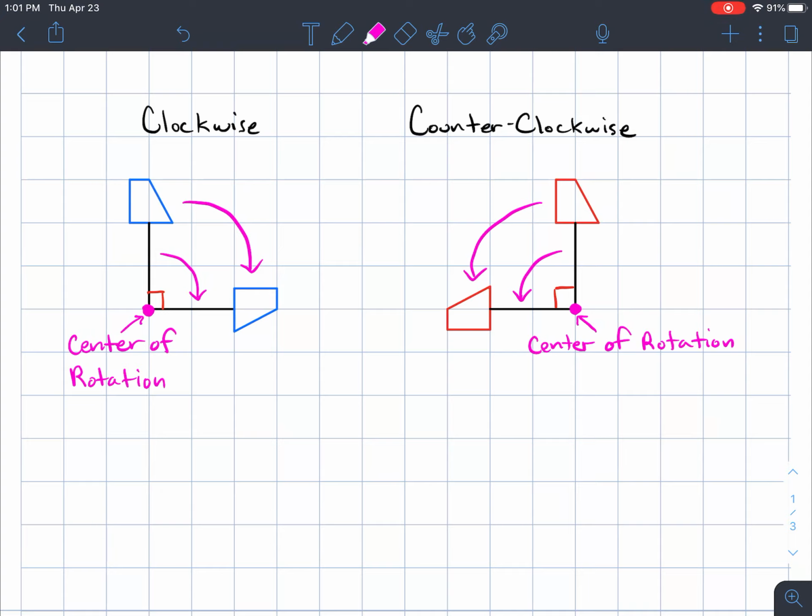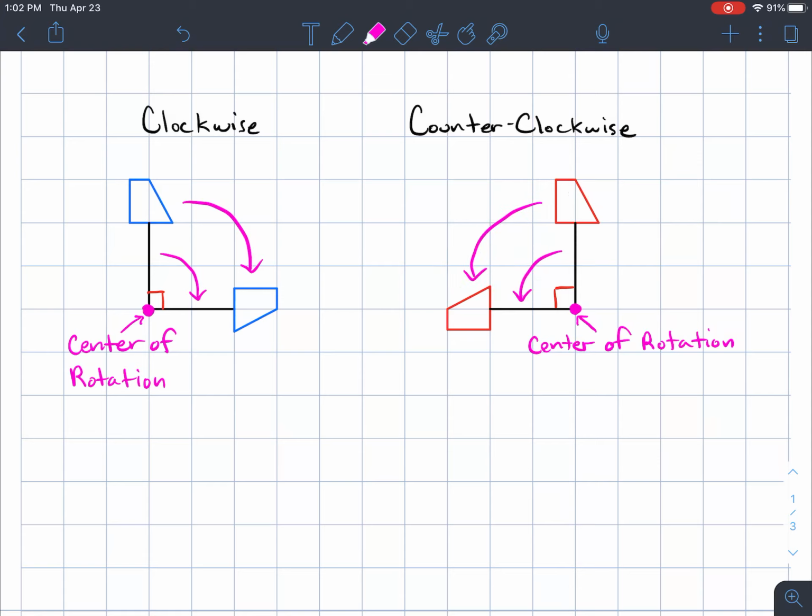Okay, I'm going to ask you to think of rotations in 90 degrees. And 90 degrees is kind of like an L shape. So that's a 90-degree clockwise rotation. Let's look at the counterclockwise rotation. So now we're going counterclockwise. It's the same shape, a right trapezoid, but now if you notice, it's going in the opposite direction. This is a counterclockwise rotation.